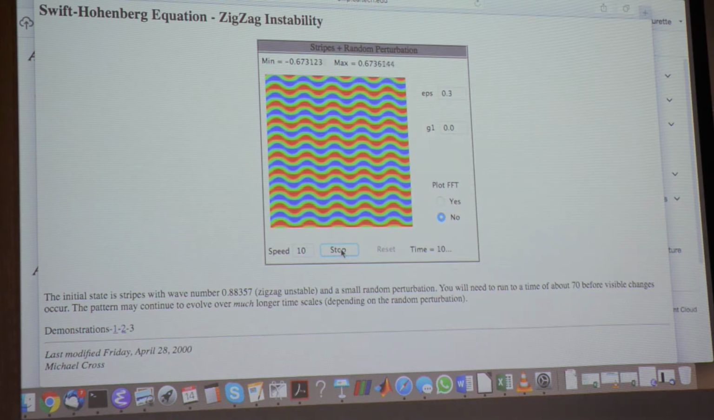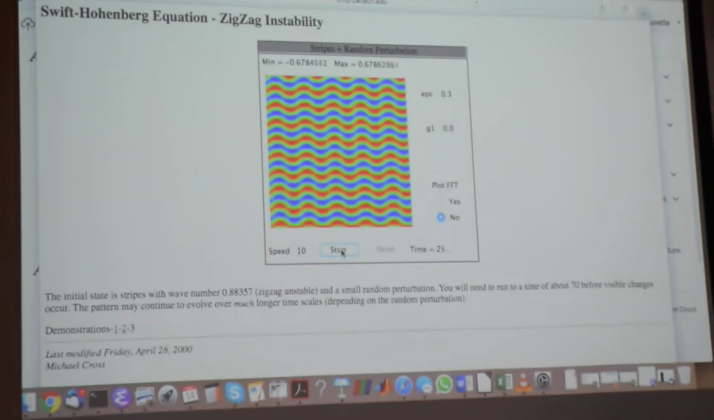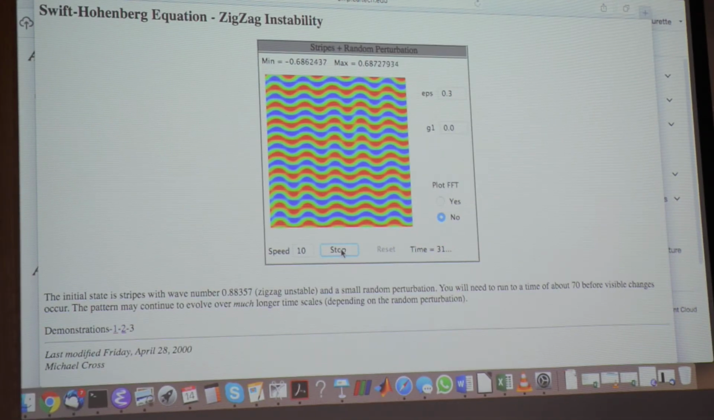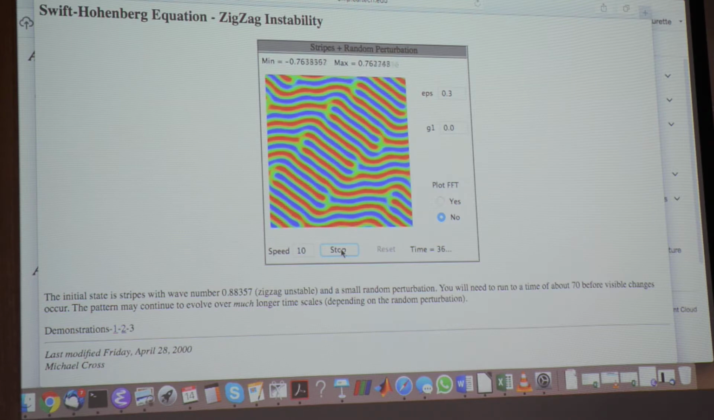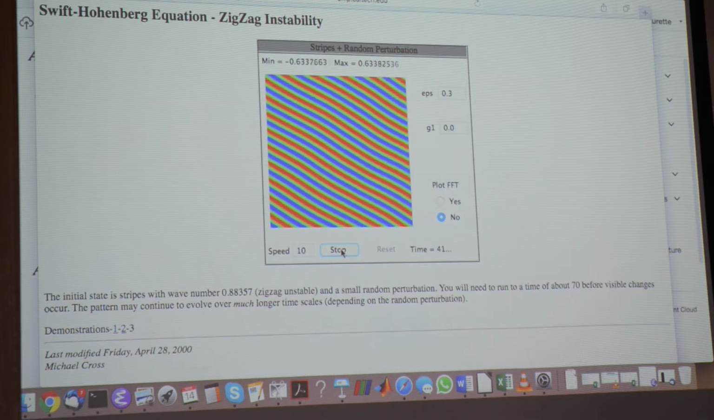You can see why it's called zigzag. It's going to spend a long time like this, but eventually it's going to figure itself out. What it wants to do is be rolls, but with a different wave number. This is a path there. Now it's going to be happy and stay here. From this, you conclude that the zigzag instability is supercritical or subcritical?